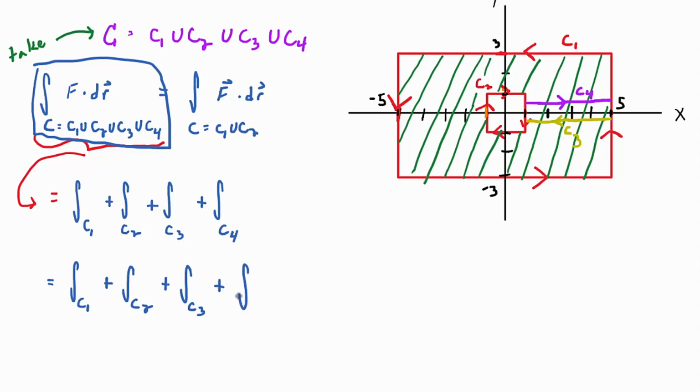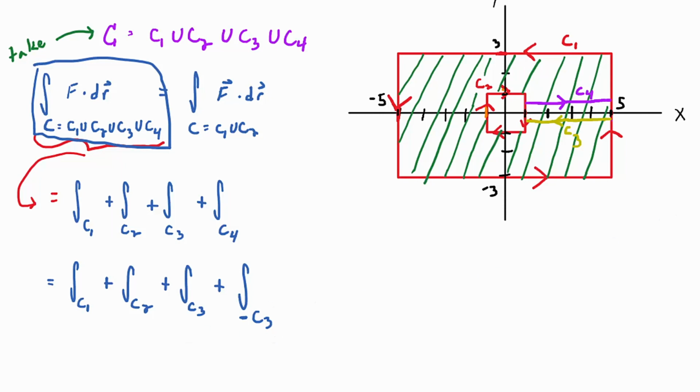I could consider C4 notationally, we discussed it the other day. It has the opposite orientation of C3, right? So the line in purple has the opposite orientation of the line in yellow. So I could replace C4 with negative C3. And what can I do with that negative essentially? Pull it out front. Remember that? We talked about that the other day.